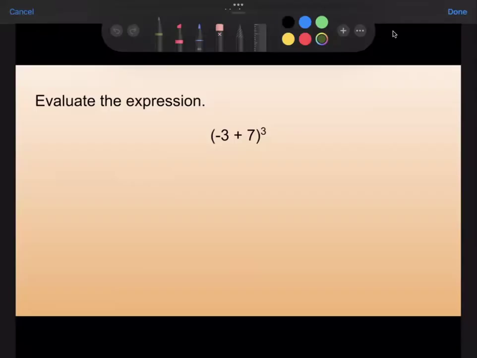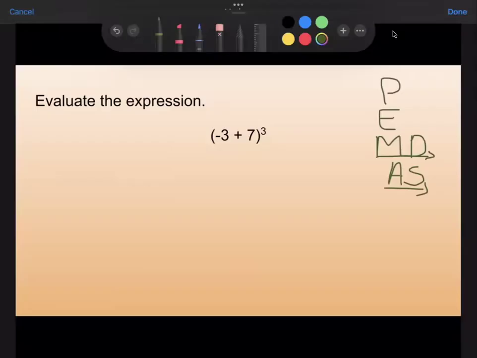Okay, here is our next one. We're going to evaluate the expression negative 3 plus 7 in parentheses to the third power. So I'm going to go ahead and write everything we need up here for PEMDAS, just to remind ourselves this is the order we go in, left to right, left to right. Okay, so here we actually do have parentheses. We didn't before. So that means we need to do the operation in the parentheses first. That would be negative 3 plus 7.